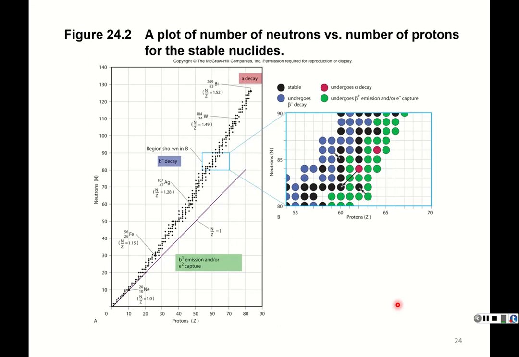Okay, so here is that stability plot. What you'll see here is that this line is just the N to Z ratio of 1. So you see they start out with the stability following that line, but as you go heavier and heavier, you're now requiring more neutrons compared to the proton number.